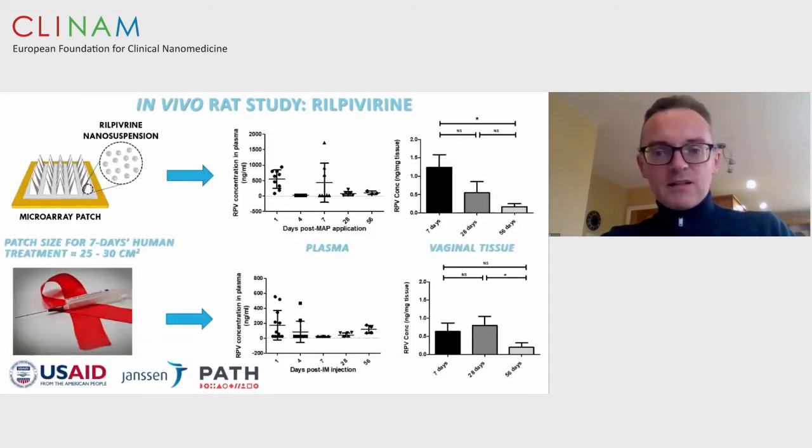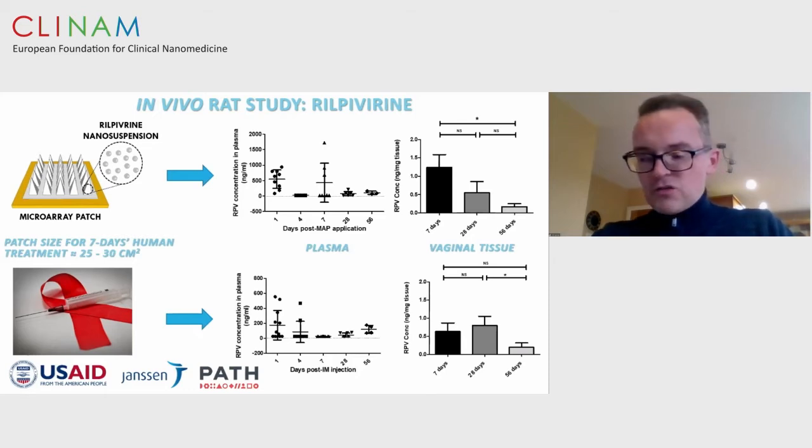So the first example we looked at a few years ago was with rilpivirine in a project sponsored by USAID and led by the PATH organization. We took Janssen's rilpivirine nanosuspension injection and mixed it with polyvinyl alcohol and polyvinyl pyrrolidone to form microneedles, which we then applied to the skin of rats. And we compared the pharmacokinetics in the plasma over 56 days with those in the plasma when we had an intramuscular injection. And we also looked at vaginal tissue as well. What we found was that, by and large, over the 56 days, we had similar levels in both plasma and vaginal tissue for both delivery systems.